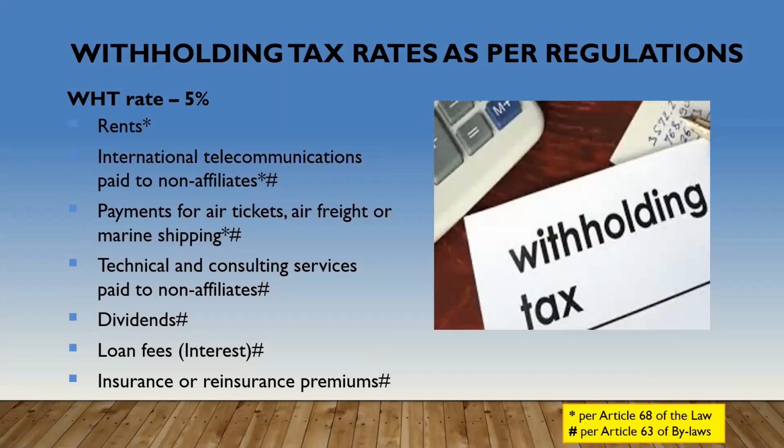The payments which are subject to 5% withholding tax are rents, international telecommunication paid to an unaffiliated party, payments for air tickets, air freight or marine shipping, technical and consultancy services fees paid to an unrelated party, dividends paid to non-resident shareholders, interest or loan fees, insurance or reinsurance premiums.